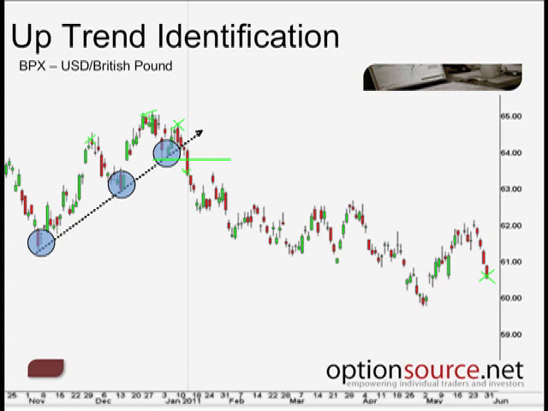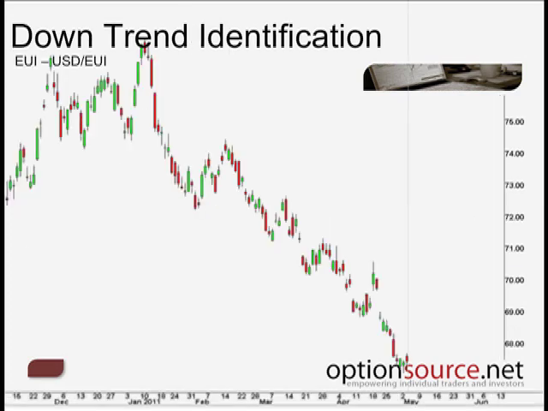Now, the next example would be the identification of a downtrend, and here we have a snapshot of the euro. This is the EUR, so this is the U.S. dollar versus the euro. Sorry, that should read EUR, not EUI. And again, we can notice that we have a trend line in place, and for the last several months, we've seen the U.S. dollar selling off against the euro, and we've seen the euro, in fact, strengthening against the dollar.